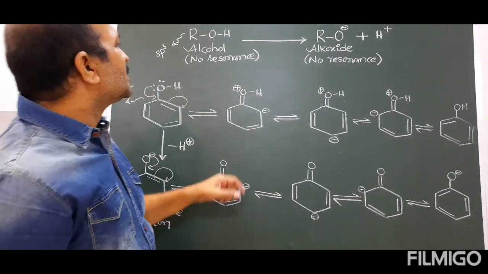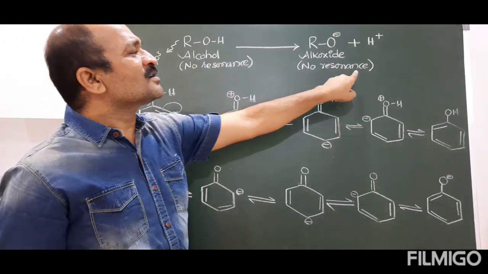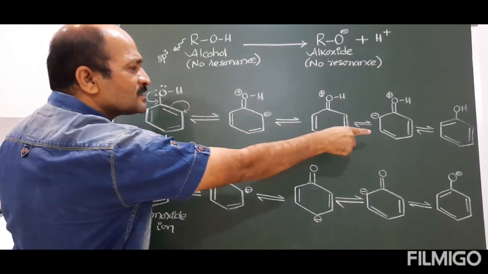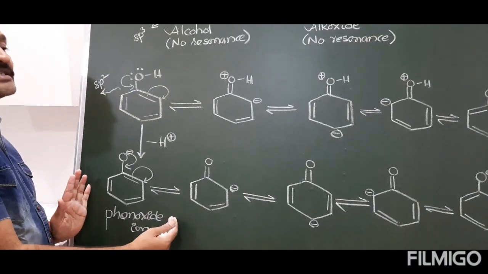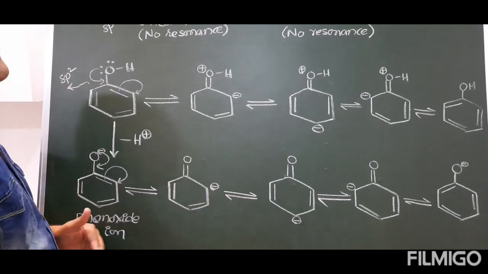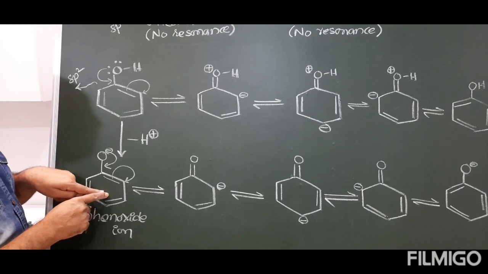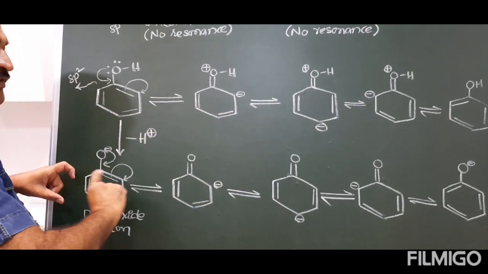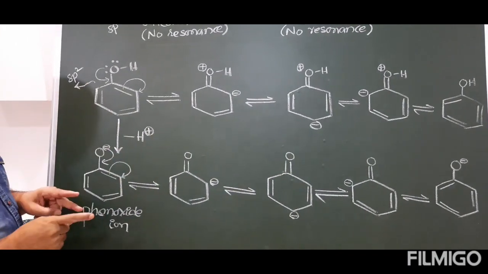Come to the second point. Alcohol has no resonance. Alkoxide ions also have no resonance. But phenol has resonance. Phenoxide ion also has resonance. But the resonating structures of the phenoxide ion will give more stability to the species. That's why phenol always wants to convert into phenoxide ion. I will explain why, when compared with phenol, the phenoxide ion resonating structures are more stable. So this is the second point.